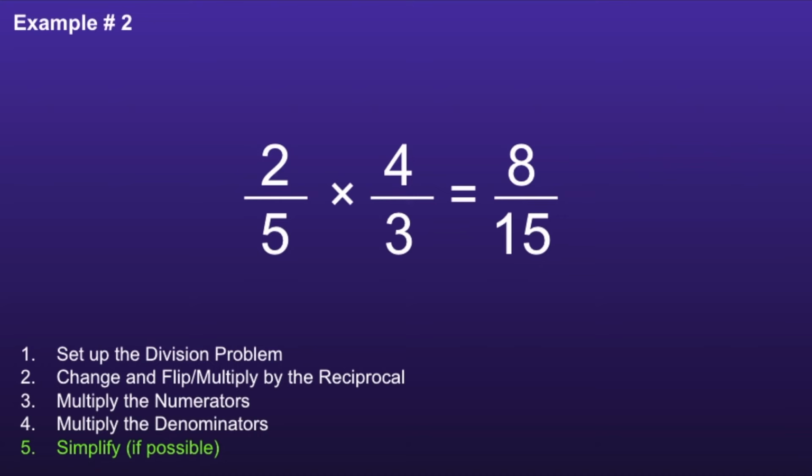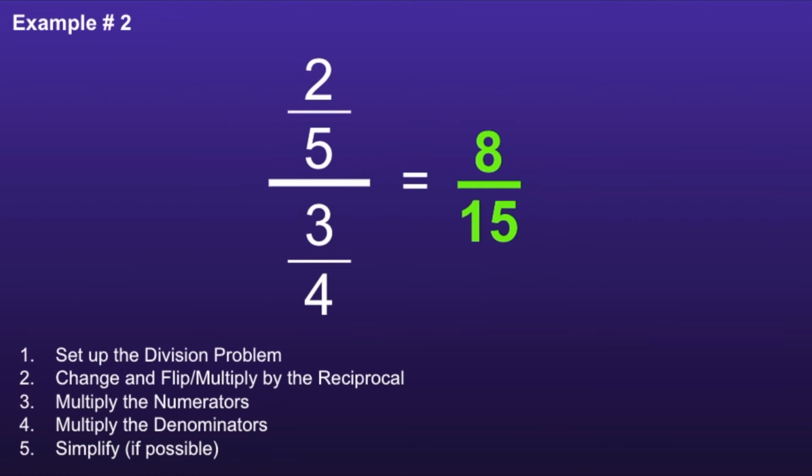Well, we have to determine if there are any common factors between 8 and 15. If I think of the factors of 8, it would be 1, 2, 4, and 8. If I think of the factors of 15, it would be 1, 3, 5, and 15. Notice there are no common factors. This means that the fraction 8/15 cannot be simplified. So 2/5 divided by 3/4 is equal to 8/15.